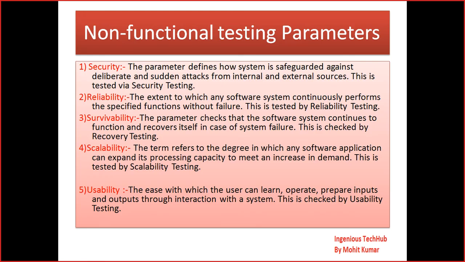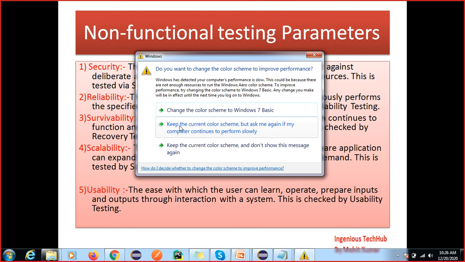So these are the terminologies. We already discussed everything. For non-functional testing, there are parameters: security, reliability, survivability. Security means we test how secure your application is, and how reliable it is. Survivability checks whether the software continues to function and recovers. It means if your application crashes, are you able to recover or not? That is called survivability testing.